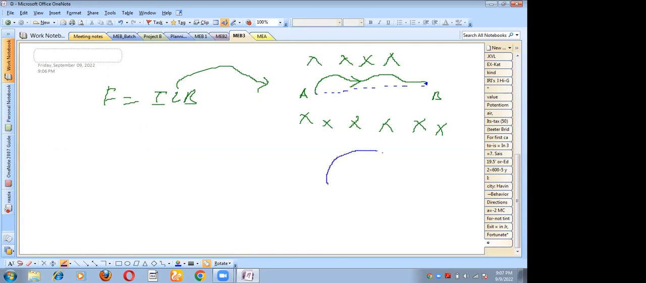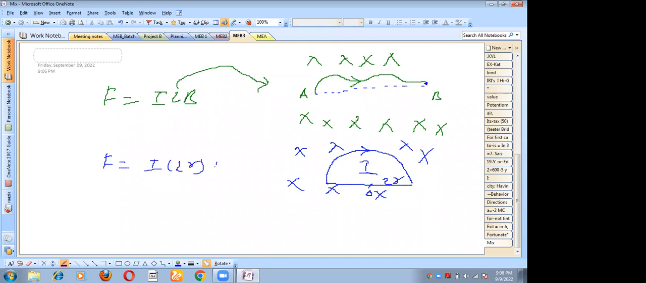Or suppose this wire is like this and it is placed in a uniform magnetic field. Current is I. Suppose it is a semicircular wire, so the length will be 2R, right? So force in that case will be F is equal to I into 2R into B. Getting my point? If the wire is of non-uniform cross section, the length should be the displacement length.